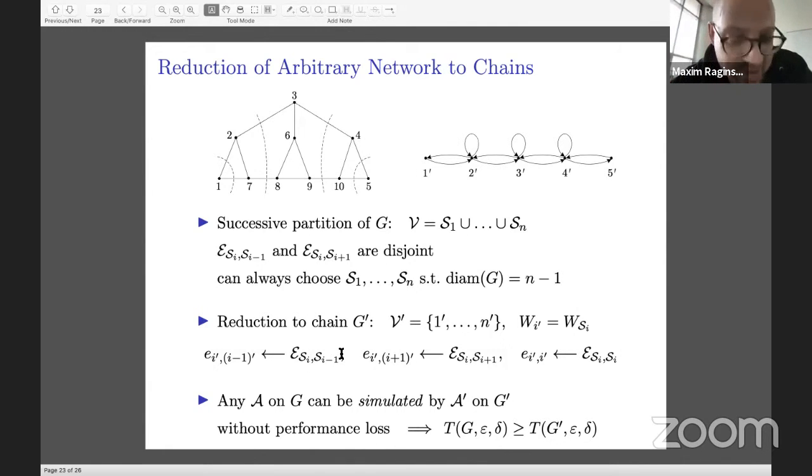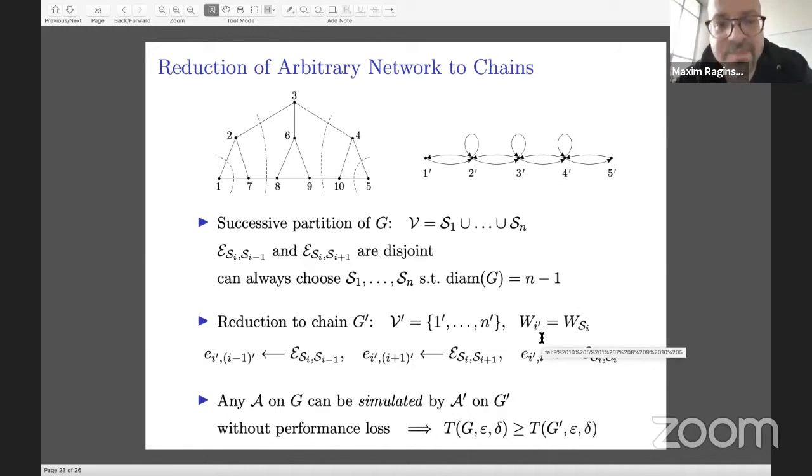And the idea is that if I have an algorithm that runs on the original graph, by this reduction, just by mapping channels appropriately, mapping edges and things like that, you can simulate it by an algorithm A prime running on this reduced graph. And then, of course, we know that therefore the lower bound for any algorithm on the original graph has to be larger than the lower bound for the new graph, right?